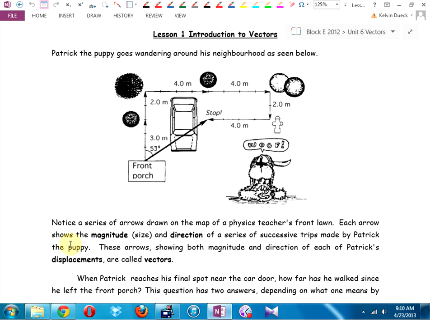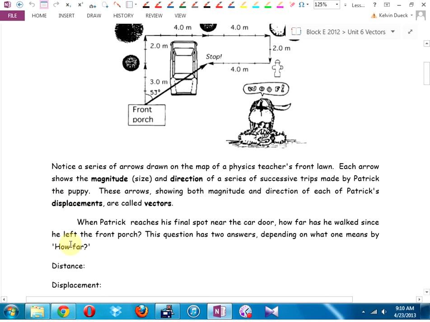When Patrick reaches his final spot near the car door, how far has he walked since he left the porch? Well, Tara, it depends on what you mean by how far. What's his distance? And you do this in Science 10, and we did this at the beginning of the year, the difference between distance and displacement. What's his distance? How far did he walk?